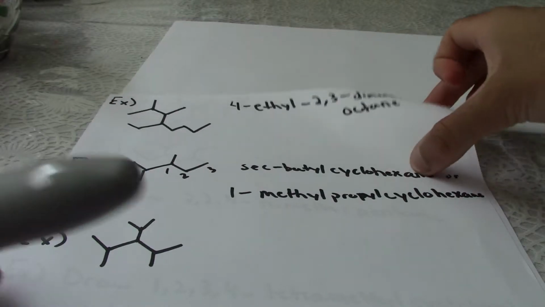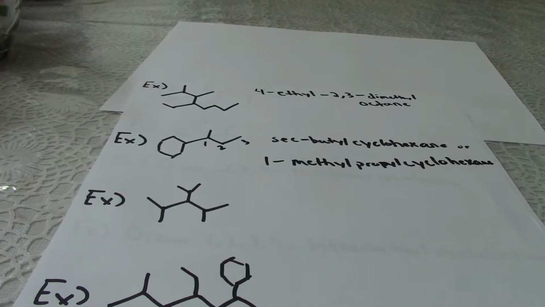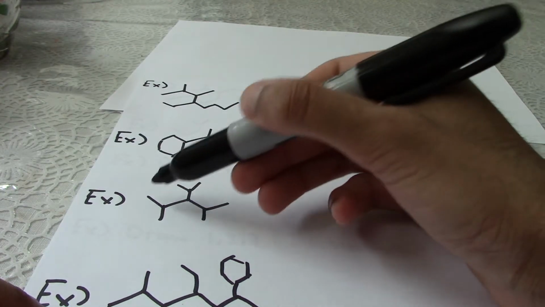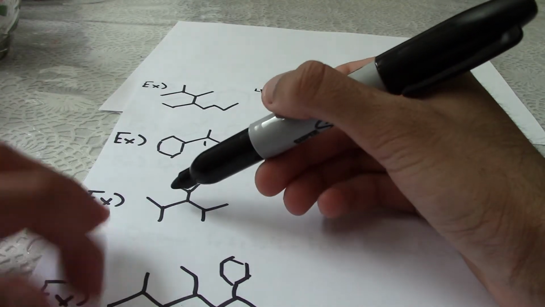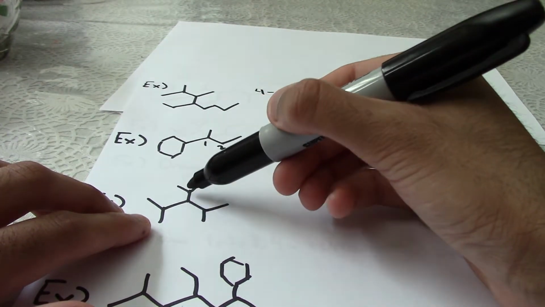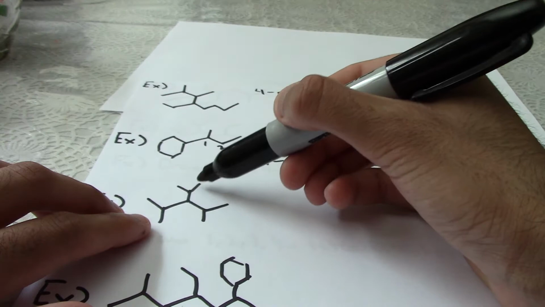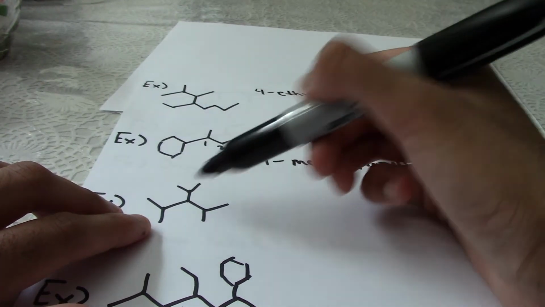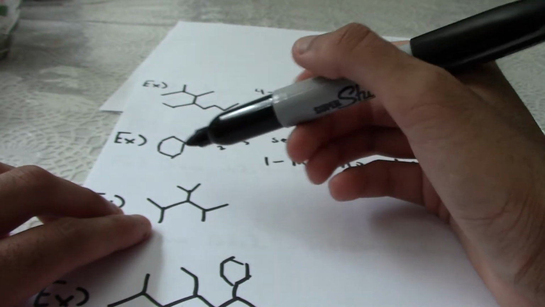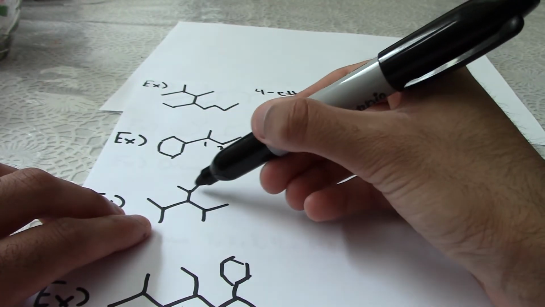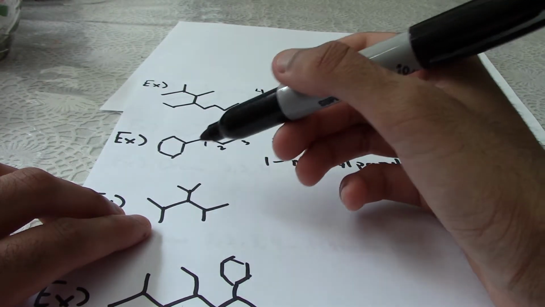So if we move on to our next example, identify my longest parent chain. So 1, 2, 3, 4, 5, 1, 2, 3, 4, 5. In this case, if I go this way, I get 1, 2, 3 substituents. And if I go this way, I also get 3 substituents again, 1, 2, 3. So it doesn't matter which one I pick as my parent chain because both of them give me the exact same number of substituents. I'm just going to go this way, but if you go this way, you'll get the exact same answer, and you can even try it out yourself afterwards.